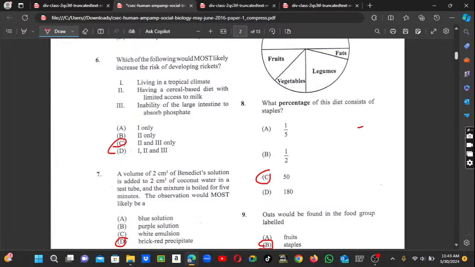Good. Now number 7 says a volume of 2 centimeter. It's not square, so it's cube. Good. So it says if Benedict's solution is added to 2 centimeter cube of the coconut water in a test tube, the mixture is boiled for 5 minutes, the observation would most likely be A. So what you're talking about, guys, is Benedict's solution being added. Therefore, we'd see that the observation would most likely be a brick red precipitate.